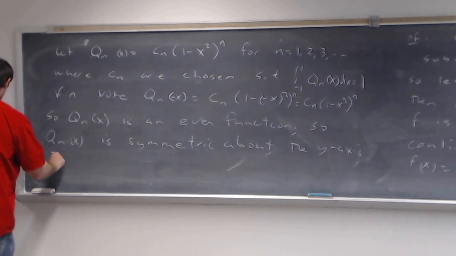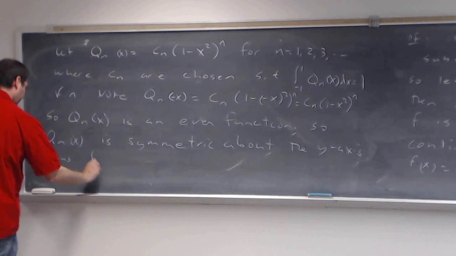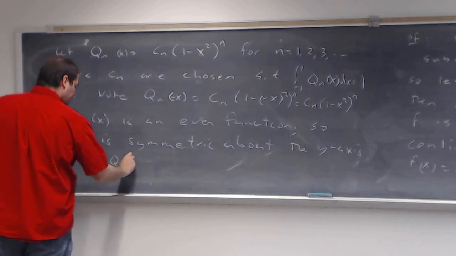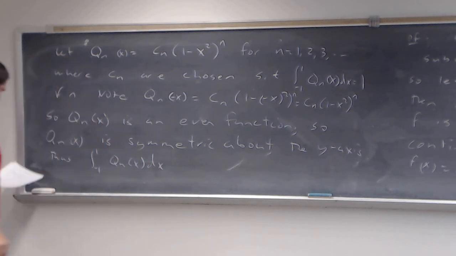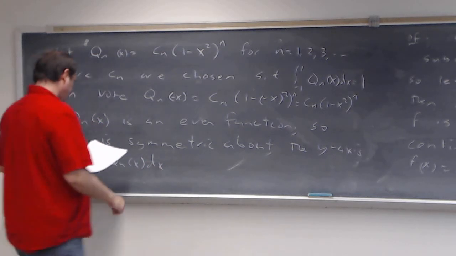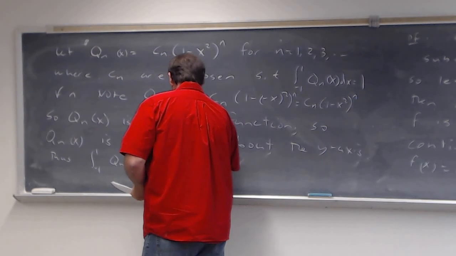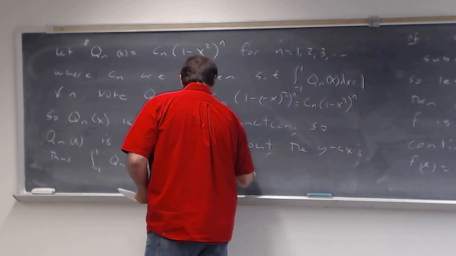Thus, if we look at the integral from minus 1 to 1 of q sub n of x dx, we know that's equal to 1. That's going to be equal to 2 times, due to the symmetry, the integral from 0 to 1 of q sub n of x dx.